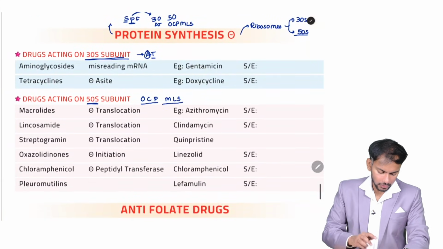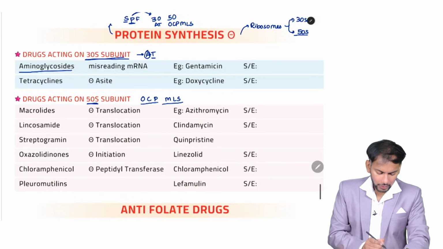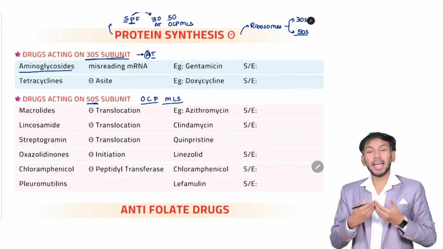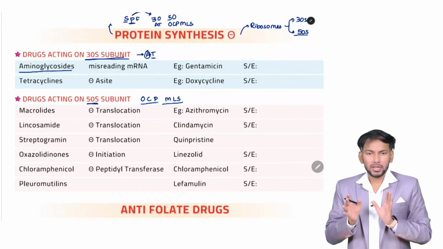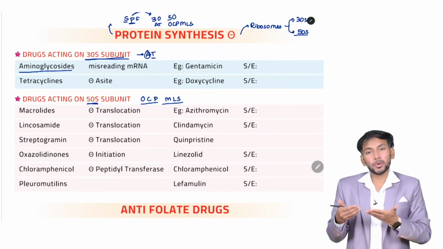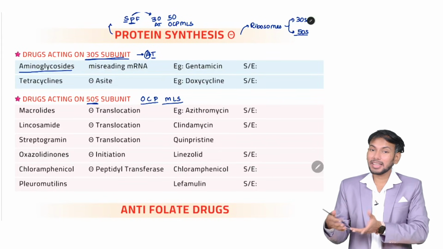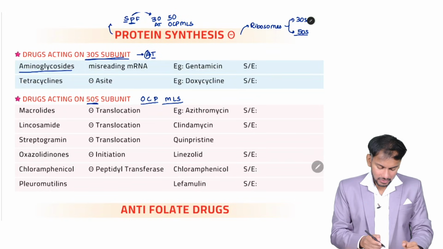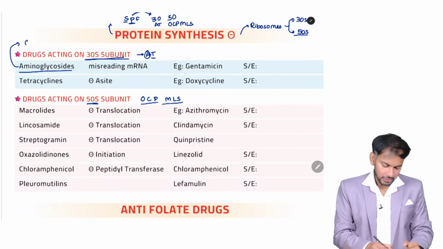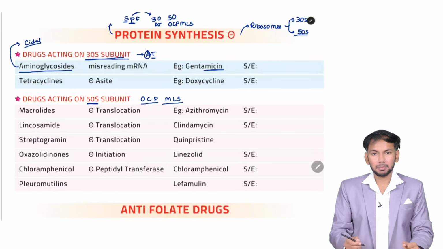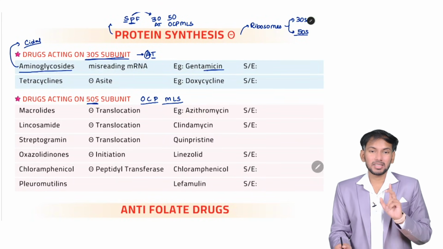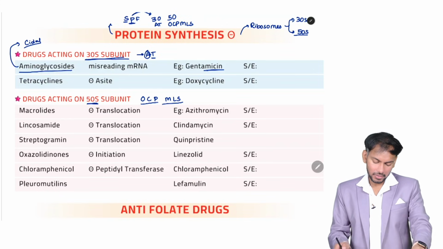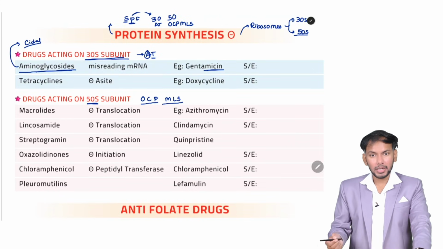Now, in the 30S, coming to aminoglycosides. Aminoglycosides act by misreading of mRNA, so it will cause production of abnormal proteins. These are toxic to cells and they will kill the cells. So the only drug that is cidal among protein synthesis inhibitors is aminoglycosides. They have the name mycin in them: amikacin, gentamicin, streptomycin, kanamycin. All the mycins are aminoglycosides.